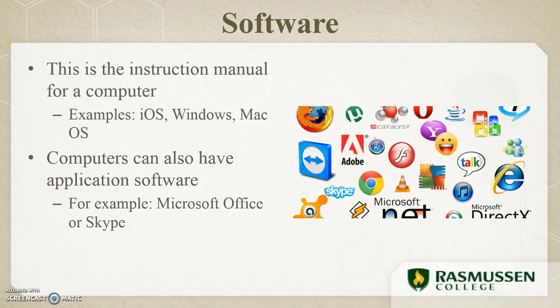Computers can also have application software. The most common type of application software is called general purpose, and one of the ones that falls under that is Microsoft Office. In Microsoft Office, you have Word, Microsoft Excel, Microsoft Access, Microsoft PowerPoint, and Microsoft Publisher. All of those are application software that help you to do a job better. Then you can also have things like Skype, which is a way for you to connect with somebody who's not in the same room or even the same building with you. You can connect with them virtually through that application software.